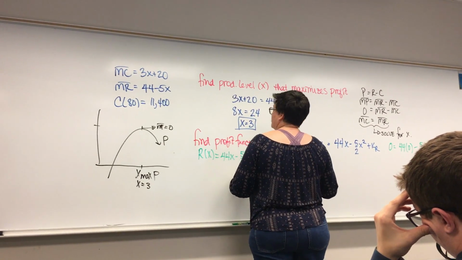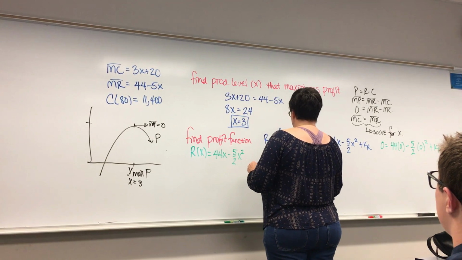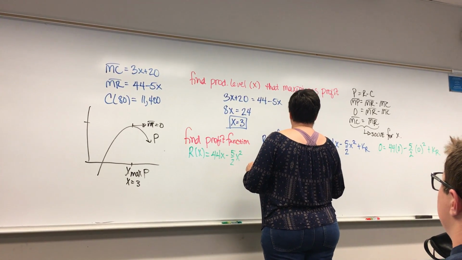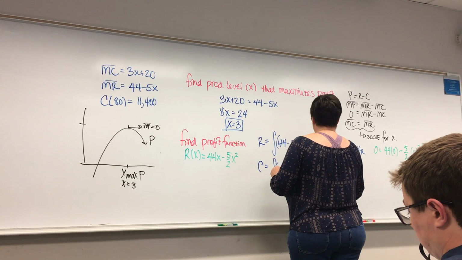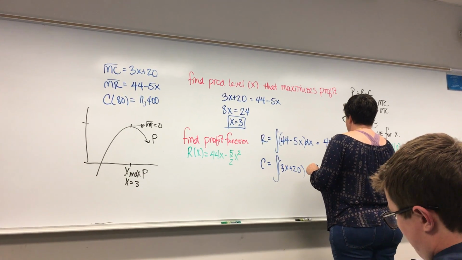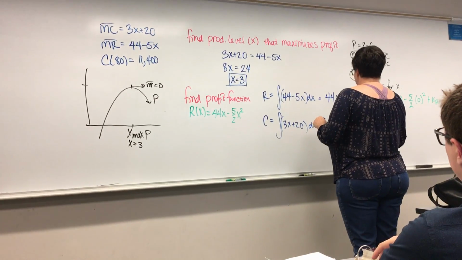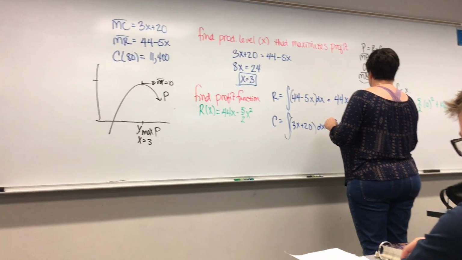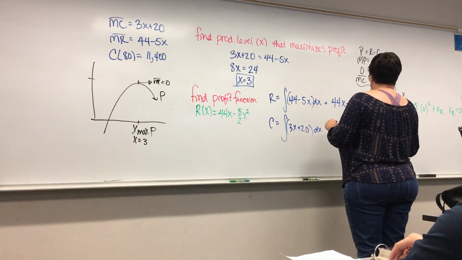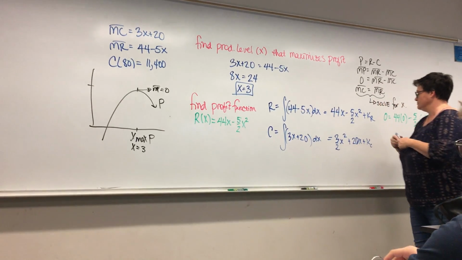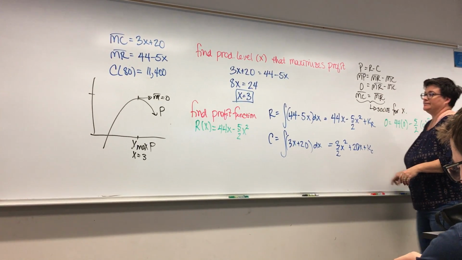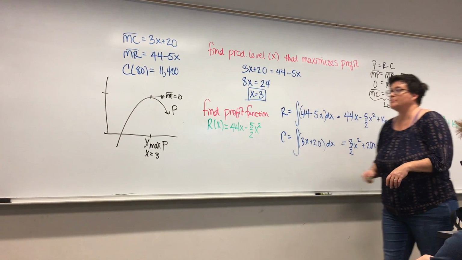Now I need to do the same thing with cost. So cost is the integral of marginal cost, which was 3x plus 20, integral 1, 2, 3, or 4? Still 1. So 3 halves x squared plus 20x plus k sub c. And now I need to use my nugget. What do I plug in where?